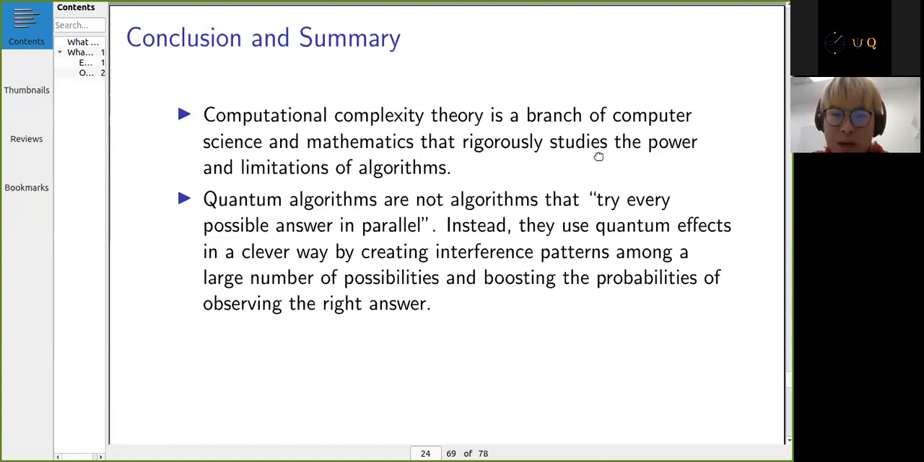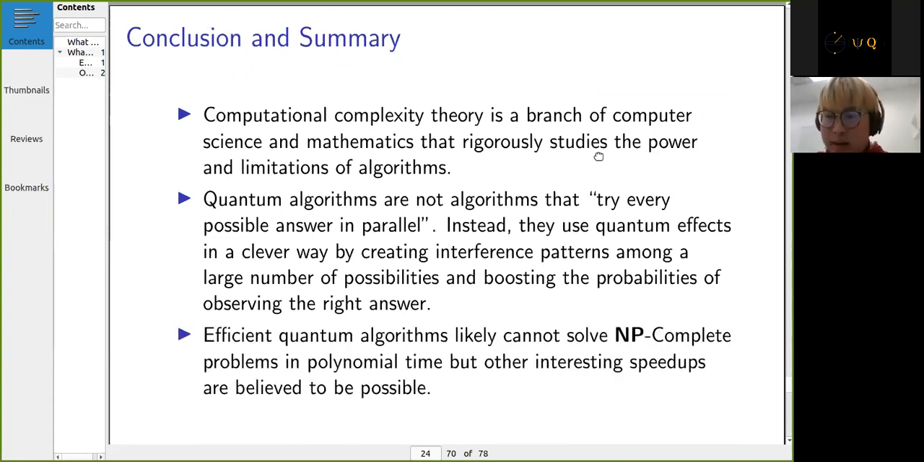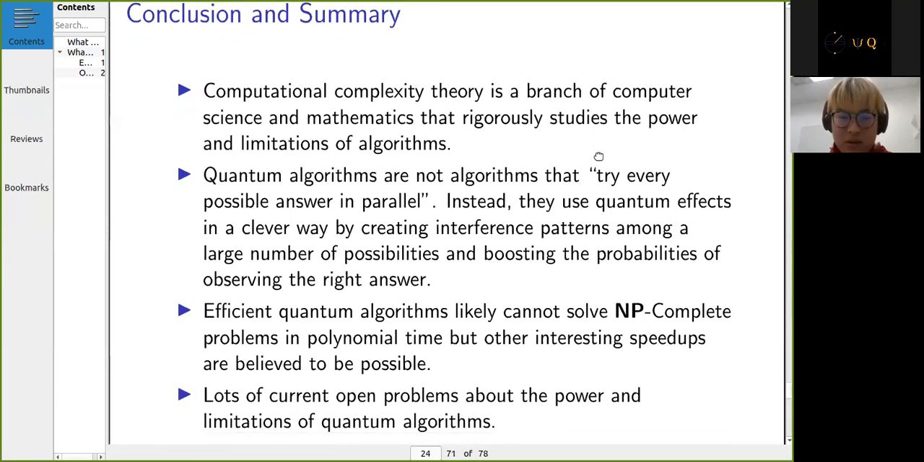Quantum algorithms work by creating interference patterns among the qubits in a clever way, such that the right answer is measured at the end with high probability. Efficient quantum algorithms likely cannot solve NP-complete problems. You might have heard that they can in the media, but this is false, or believed to be false. But many other interesting speedups are possible, like Shor's algorithm and other problems dealing with algebraic problems. And there's a lot of open questions about the power and limitations of quantum algorithms.